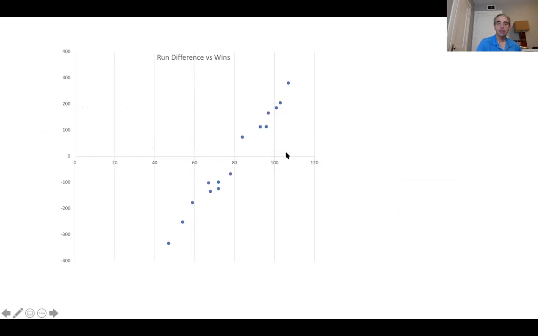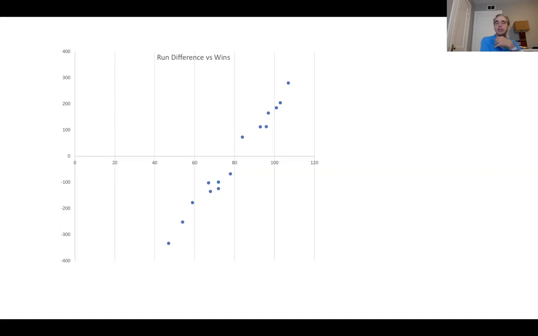X-axis, number of wins. Y-axis, run difference. So this team out here had 107 wins. That is the Astros, and plus 280. So they scored 280 more runs than their opponents. Now you may know why they did that if you know something about baseball. But there are our numbers again: number of wins in the X column and the run difference in the Y.